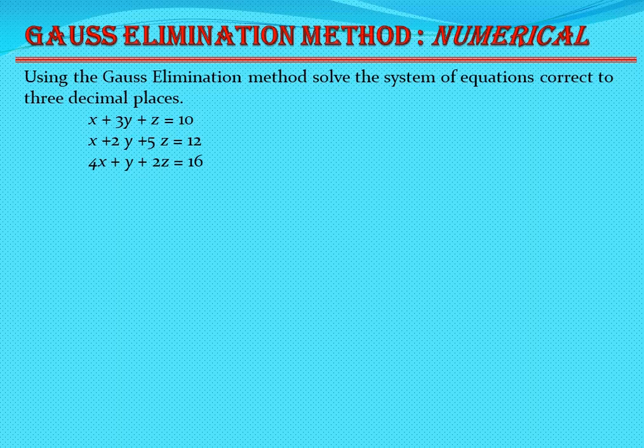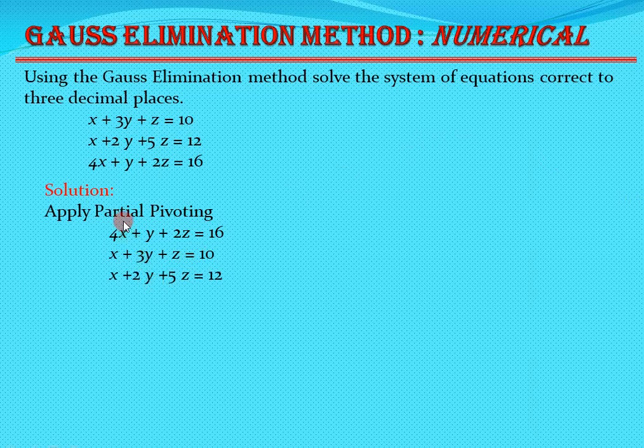In partial pivoting we take the largest coefficient of x from all equations as the pivot, and the corresponding equation becomes the first equation. Then we take the largest coefficient of y from the remaining equations as the pivot, and the corresponding equation becomes the second equation. This process is repeated for all other equations. By applying partial pivoting, we get the three equations as the first, second and third. Now if you observe, the largest coefficient of x from all equations is 4 and it becomes the pivot.